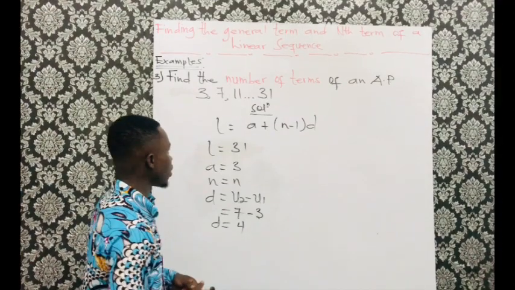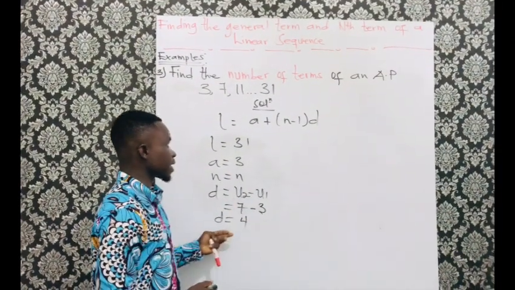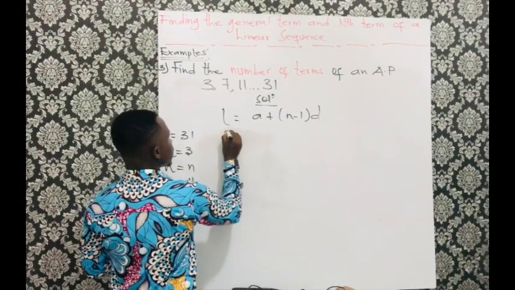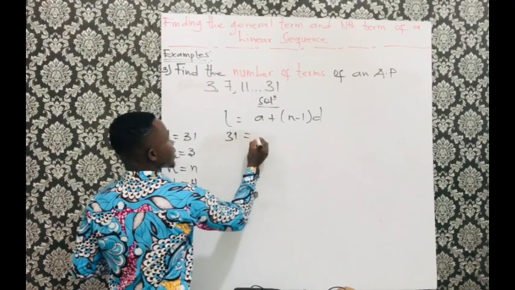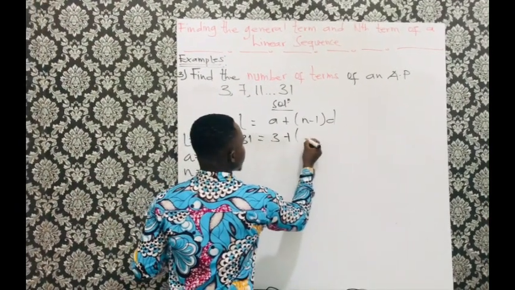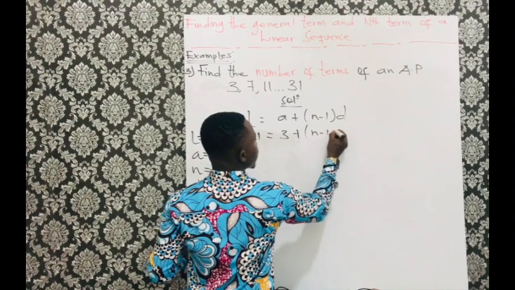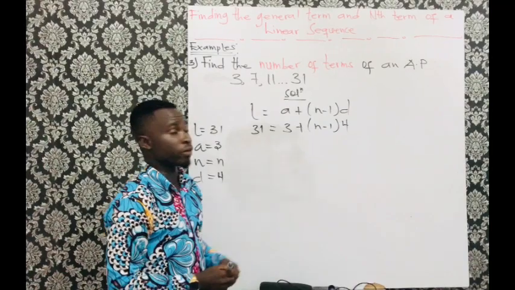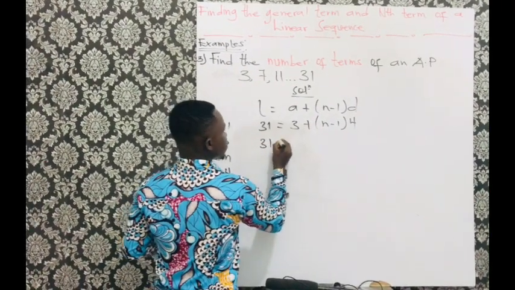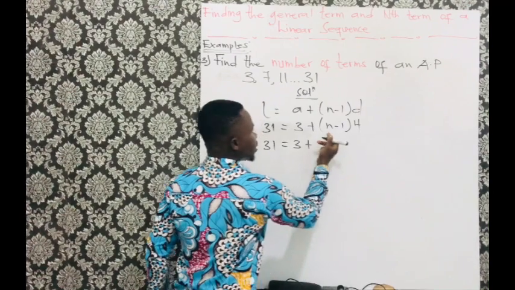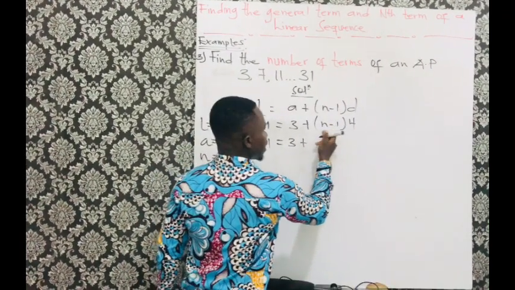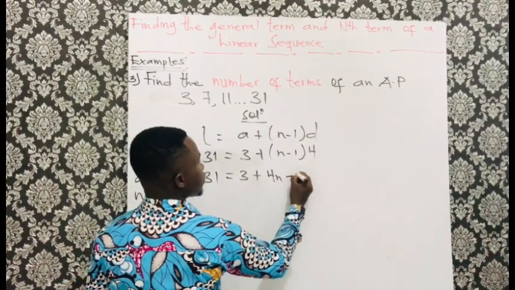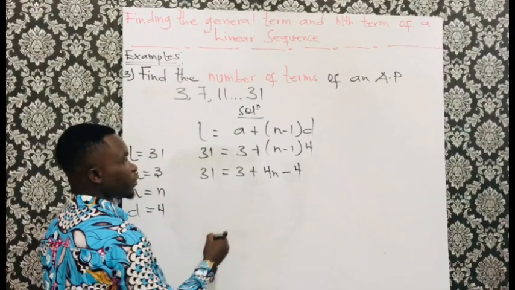Now, since we know our values for L, a, and d, we substitute them into the formula to find our number of terms. Now, our L equal to 31 equal to a. a is 3 plus bracket open n, which we don't know. So you have n minus 1 bracket close d, which is 4. Now you solve the resulting equation. So you have 31 equal to 3 plus, here we expand to remove the bracket. So n times 4 gives us 4n. Minus 1 times 4 gives us minus 4. So here we group our like terms.